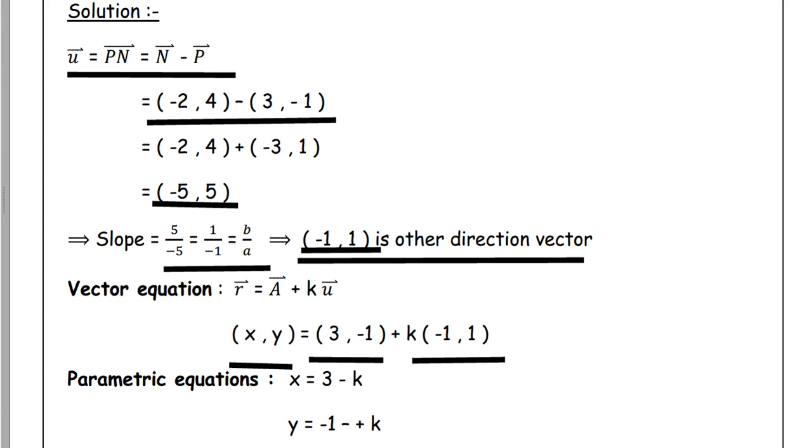Okay, so parametric equations: x equals 3 plus, the first here is k by negative 1, which is negative k. So x equals 3 minus k. And in the same way to get y, the second: y equals negative 1 plus k by 1, which is k, so negative 1 plus k.